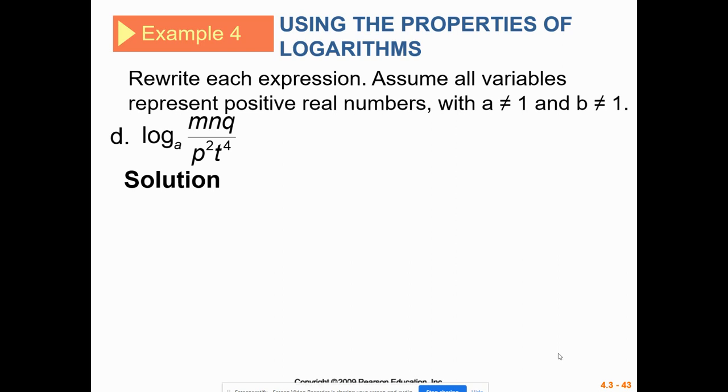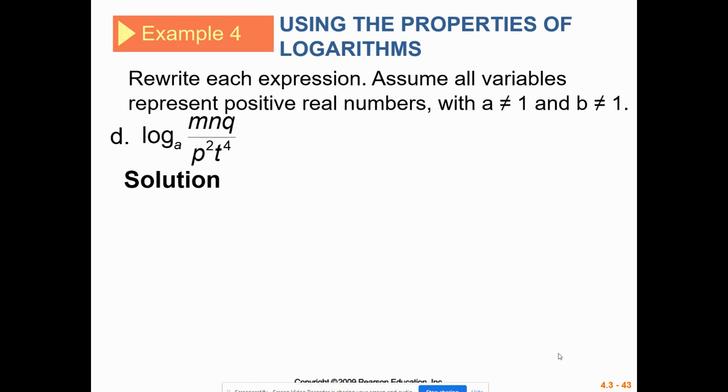The log base a of m times n times q divided by p to the second power t to the fourth power has a lot going on. First of all, we have the product property that we'll be able to use because we have several things being multiplied. We also have a quotient, so we'll be able to use the quotient property. And we also have the power property.